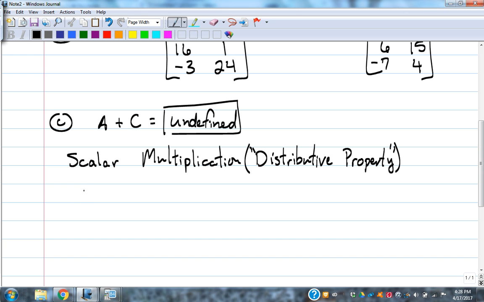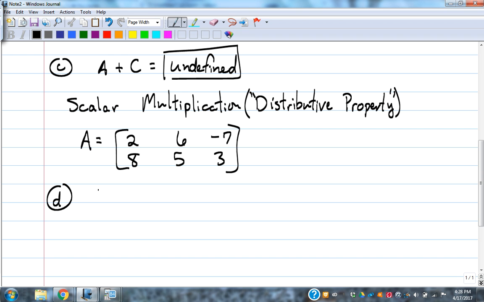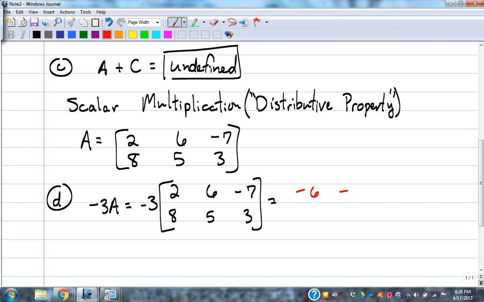So if you had matrix A was 2, 6, negative 7, 8, 5, 3. Doesn't matter what size you're dealing with there, and you did negative 3A. That just means take negative 3 and multiply it to everything on the inside of that, which is why I think of it as distributive property. You're multiplying every element on the inside by negative 3. So that'd be negative 6, negative 18, 21, negative 24, negative 15, negative 9. And it ends up being that.